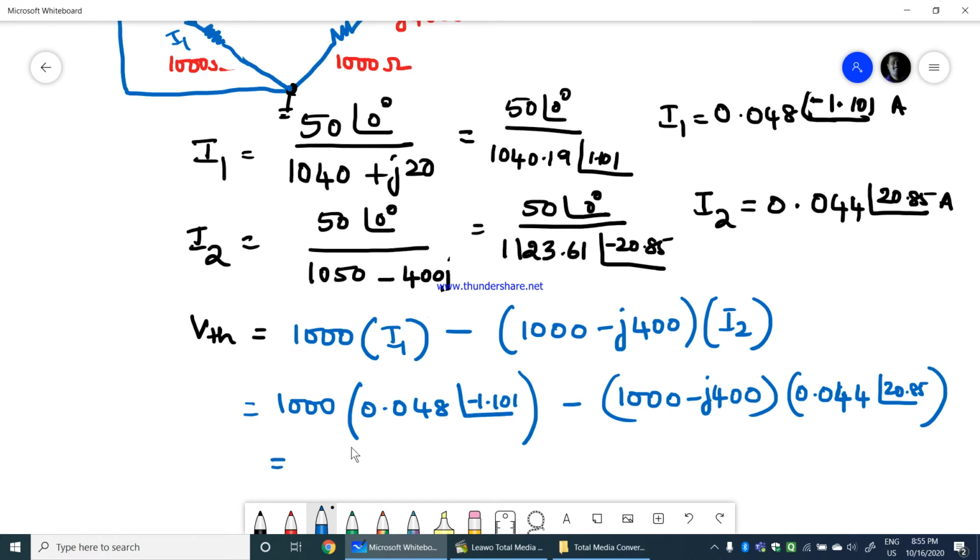So here 1000 into 0.048 would be equal to 48 at an angle minus 1.101 minus, now I am converting this into polar, so what do I get?